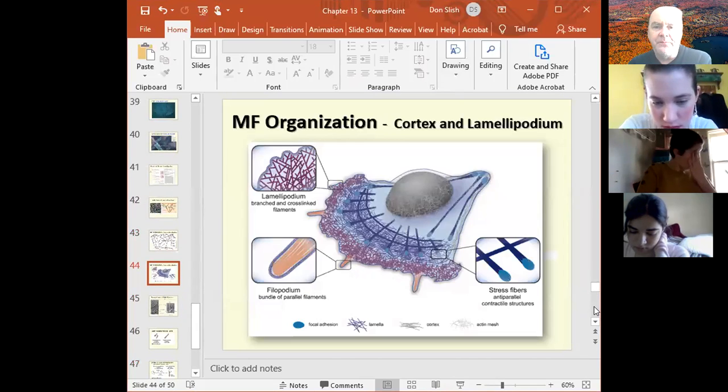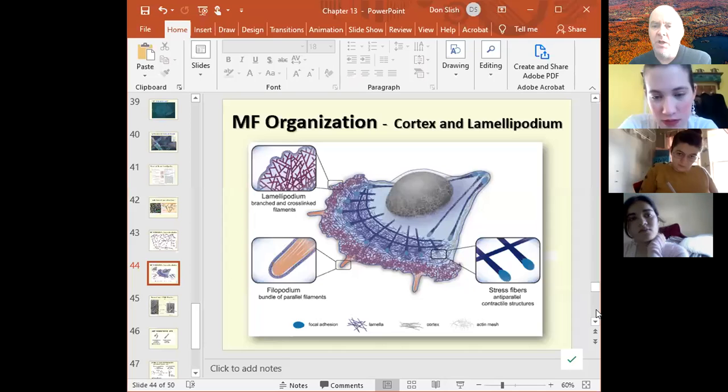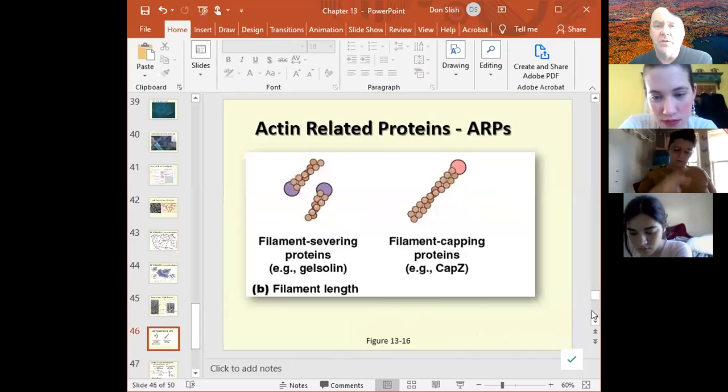Skip over that one. Oh, here's your lamellipodium again. So you've got your usual cortex out here, and behind that cortex, you've got the branch network, and then you've got these stress fibers that are stretching across the cell. Blah, blah, blah. Come on, Dr. Slish, you said this already. Okay, so here is your cortex and so on. You can look at those later.